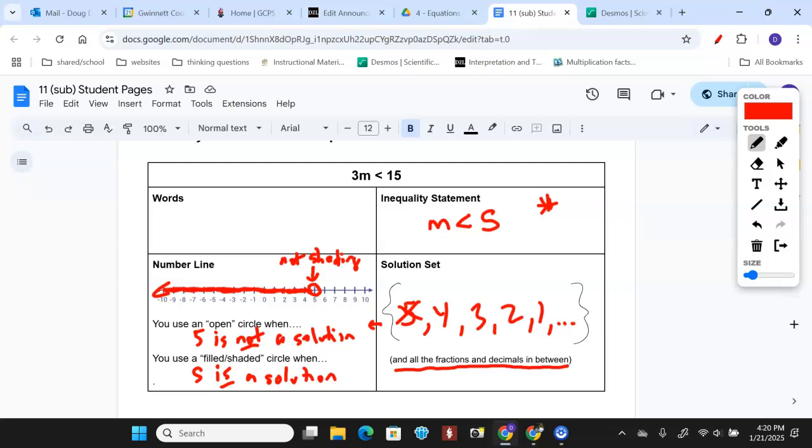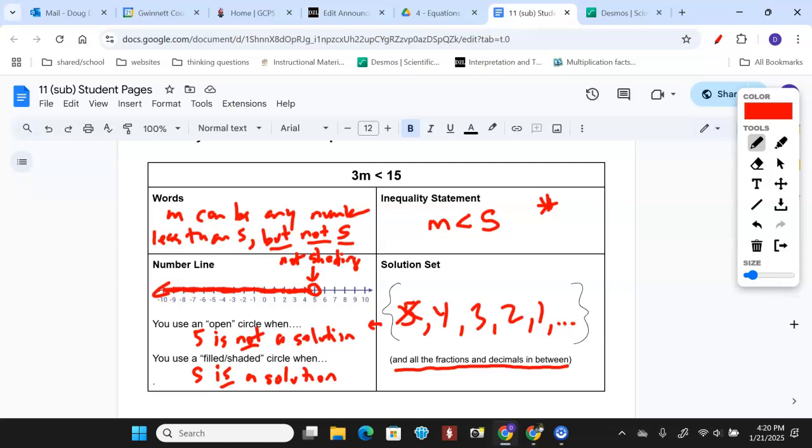Last but not least, I can just write that out in words. M can be any number less than 5, but not 5. I like to put that in there at the end, but not 5. If it could be 5, I would say it can be any number less than 5, including 5. But here, I would not include it. So that is how they go in your notes.